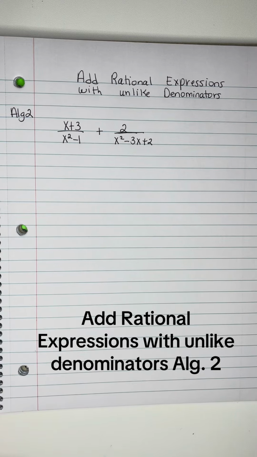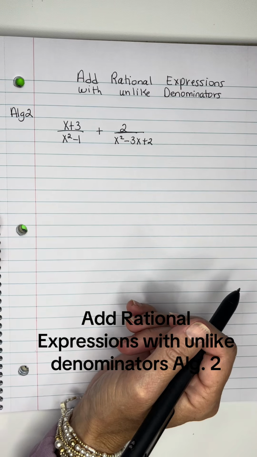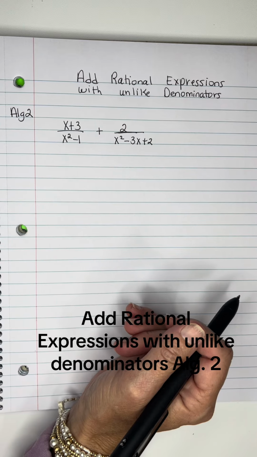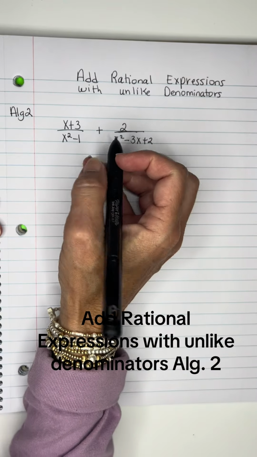Let's add rational expressions with unlike denominators this time. This might be a little bit longer video. It may be 3 minutes or so. We're going to start off by factoring so we can get a least common denominator.